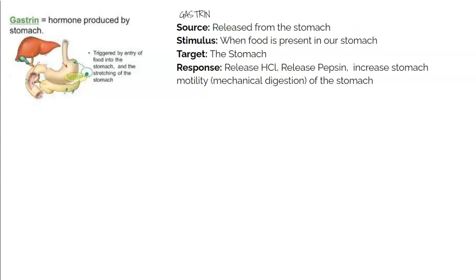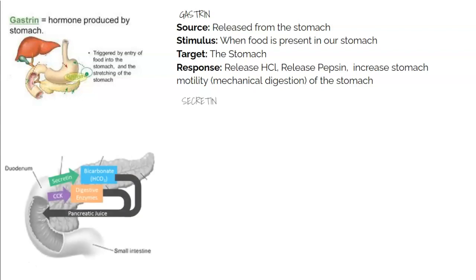Gastrin's job is also to increase our stomach motility, so mechanical digestion. It helps turn or churn the food within our stomach. So that's a big part of how we start digesting things in our stomach: the hormone gastrin helps. Now as your food is churned and as you break things down, as that process continues and comes almost to completion, your body stops releasing gastrin. That's called a feedback loop, and that's something we're going to learn about in Bio 30.